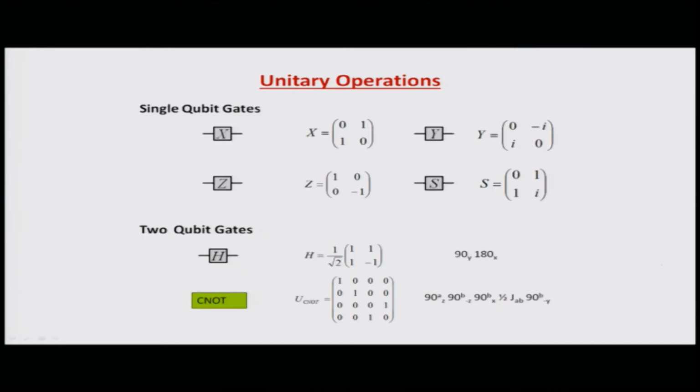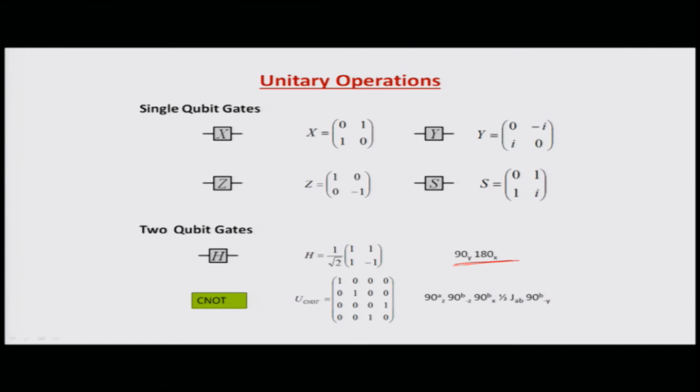Now, for example, the unitary operations for single qubit gates can be as simple as the X gate, the Y gate, Z gate, or the S gate, all of which are the simple single qubit gates that we have already known. The Hadamard gate is a result of a 90-degree pulse in the Y dimension and a 180-degree pulse in the x dimension.